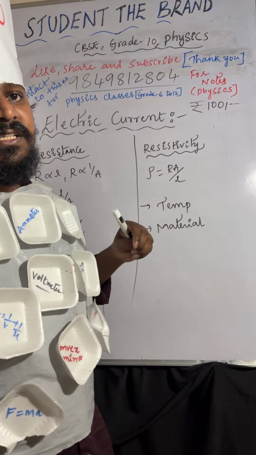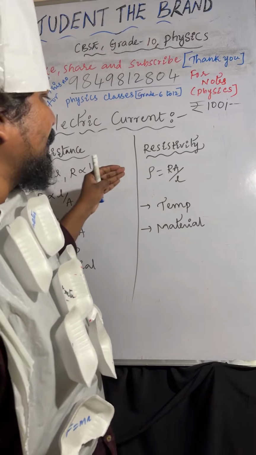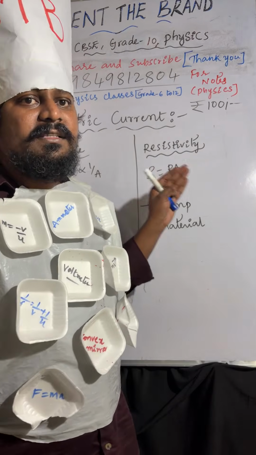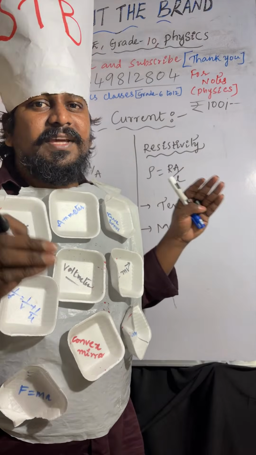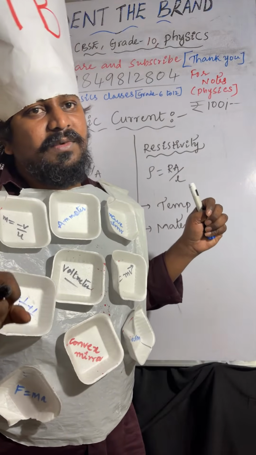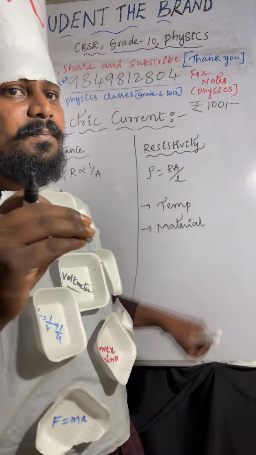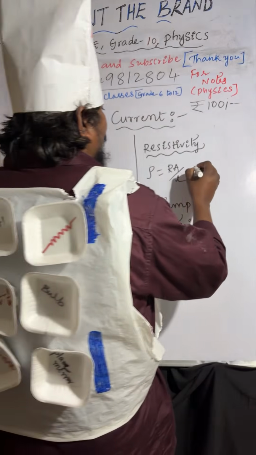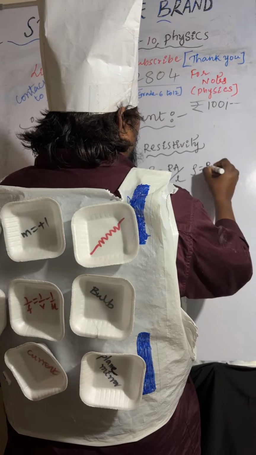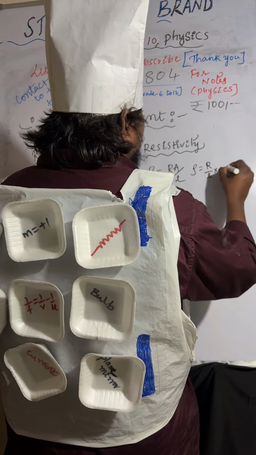And coming to resistivity, generally I will tell the formula. It is very simple. In an easy, simple way I will tell the formula. See, resistivity is equal to R by L into A.